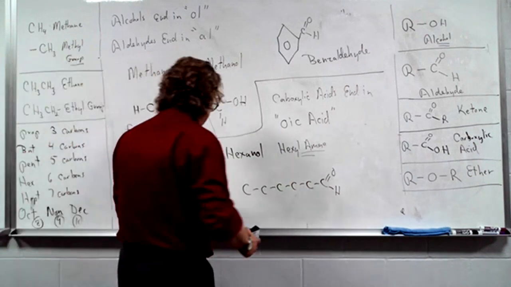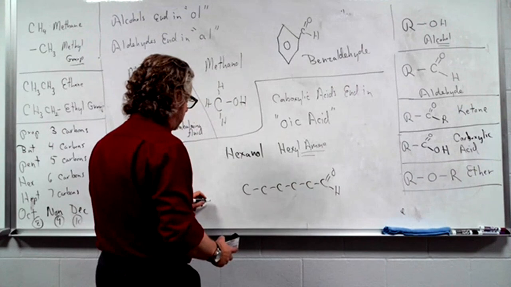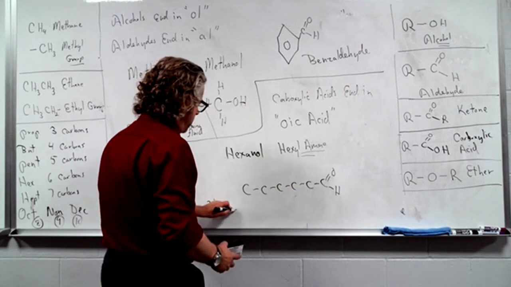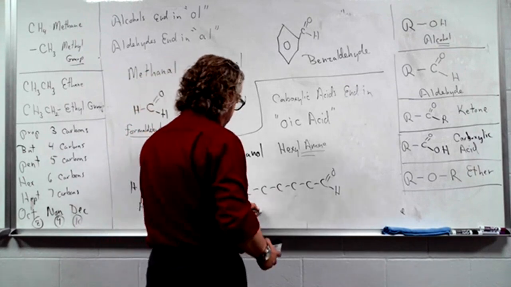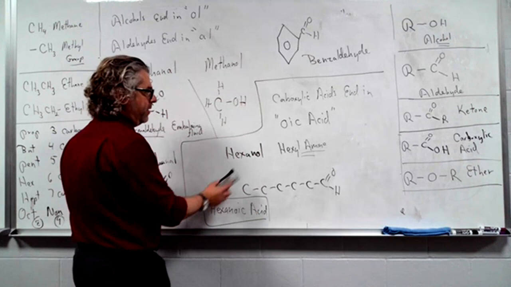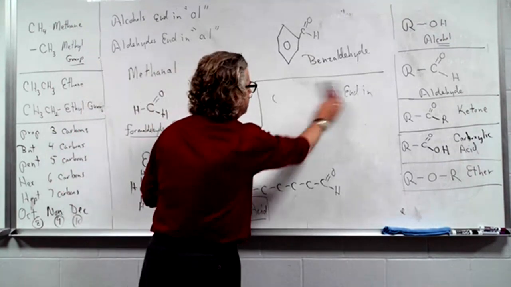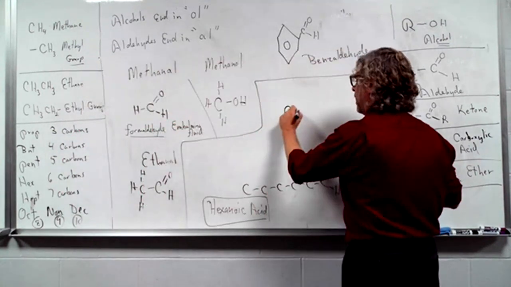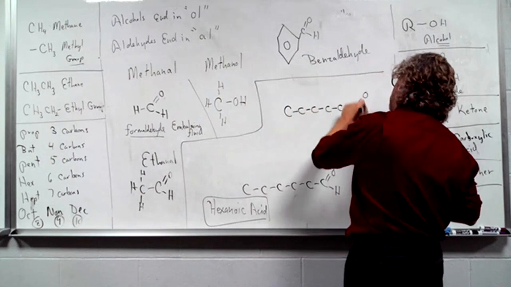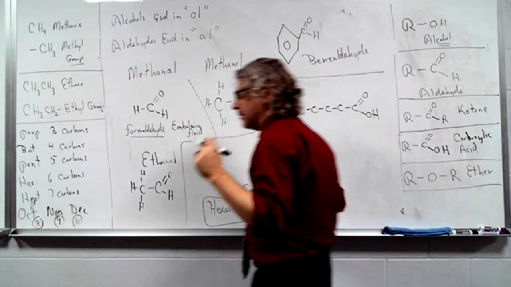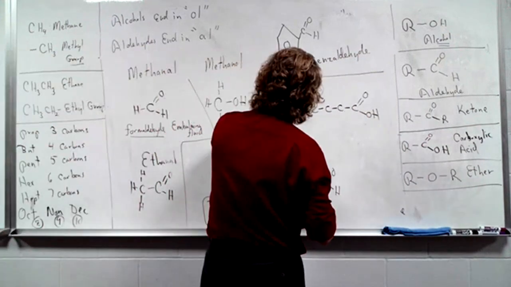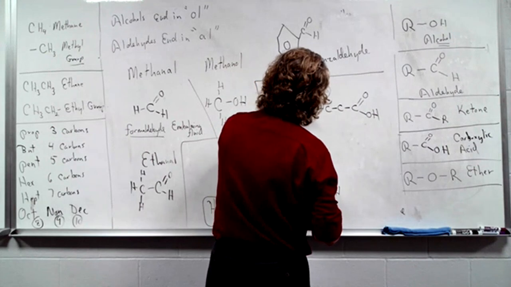But now let's say hexanoic acid. Don't freak out about it. You just say hex means six. 1, 2, 3, 4, 5, 6. And now put a C double bond OOH at the end. Hexanoic acid. Here's my hydrogens going in. If I wanted the full points, I do.